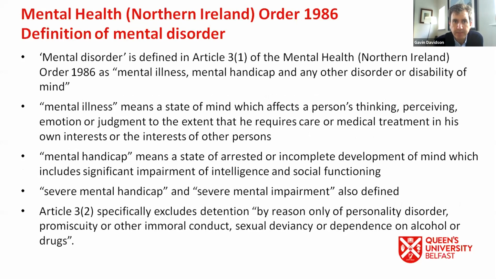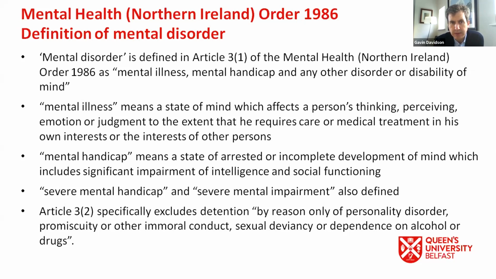Okay. Again, I know you're already familiar with the 86 order, so this is to remind you of some of the key aspects of it. So it's focusing obviously on mental disorder, which is defined in Article 3.1 of the 86 order as mental illness, mental handicap, and any other disorder or disability of mind. There is a bit more detail about what those terms mean. Some of the language in the 86 order is quite old and isn't now commonly used, but nonetheless.